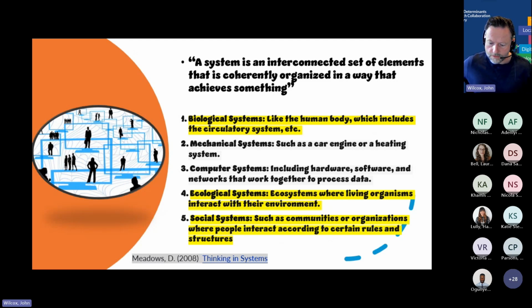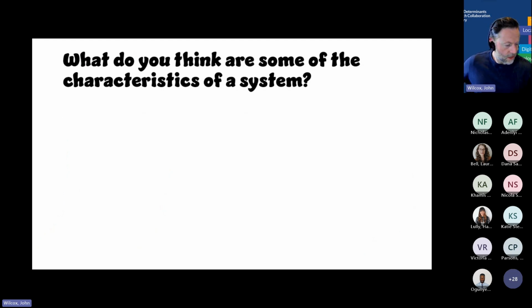So then if we move on to thinking about characteristics of a system, what do you think are some of the characteristics of a system? Michael's going to put up a box now, which is going to generate a word cloud. If you just type in there what you think or know are the characteristics of a system. That can be any type of system, a biological system, a natural system, an ecological system, a computer system, an environmental system. What are some of the things that spring to mind?